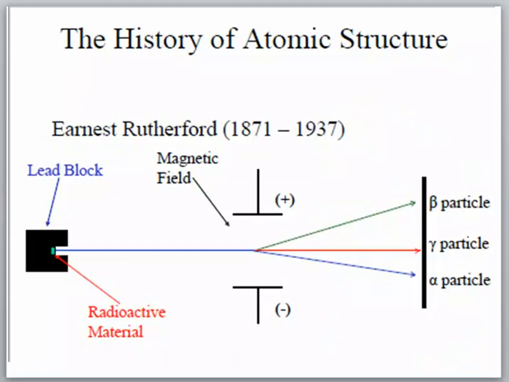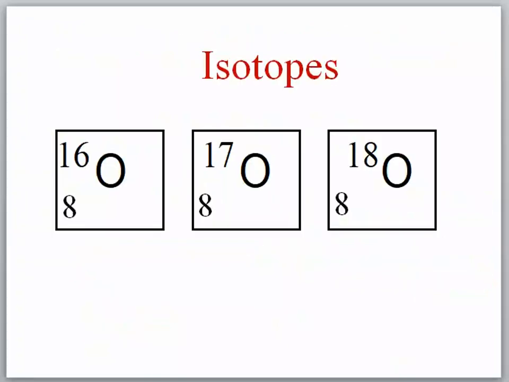The breakdown of alpha and beta and gamma particles is no longer on the exam. There's no nuclear, so we'll skip that. But it leads to isotopes, and isotopes are important, that you understand the mass number, the atomic number, what these numbers mean.